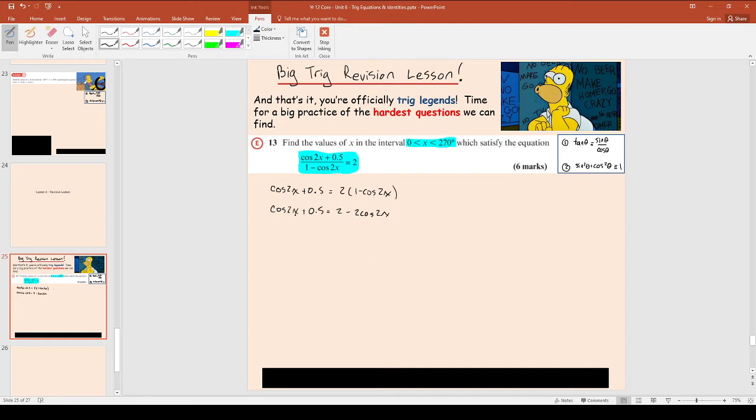Sweet, let's get it in a position to solve. There's only one thing, so it's not going to be a quadratic, which is a result. So I'll move the 2 cos 2x over to the other side, and you'll get 3 cos 2x. I'm going to move the 0.5 to the other side, and that's going to be 1.5. Cool. Now, next step. Cos of 2x, and 1.5 divided by 3 is 0.5. And that's what you've got there.